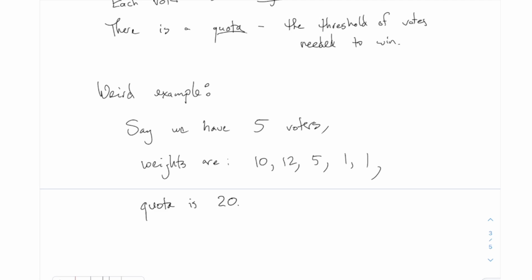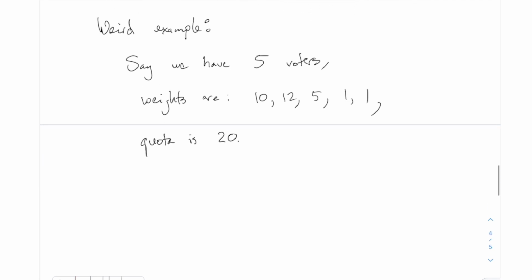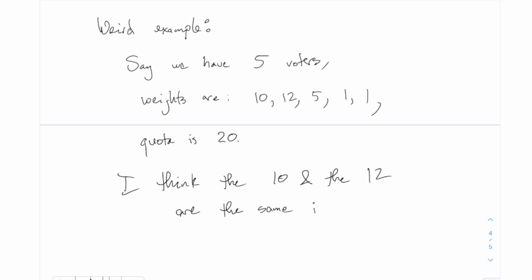Actually, what I said, all of that stuff is not true. Some of it is true, but not all of it is true. Consider, I think, the 10 and the 12 are actually the same amount of power in this system. Anybody agree with me?